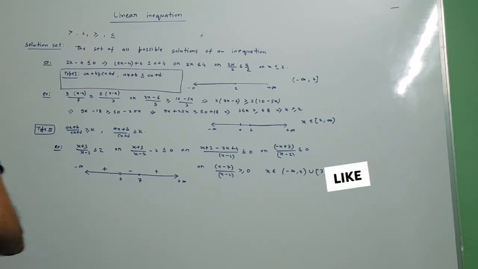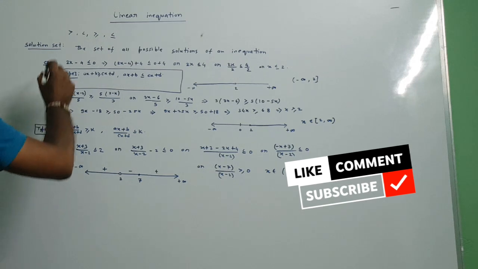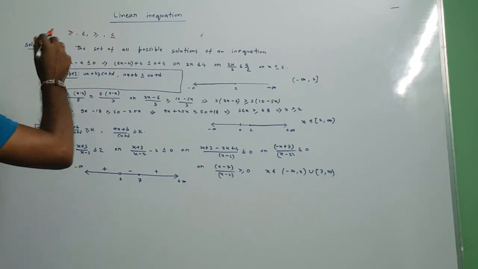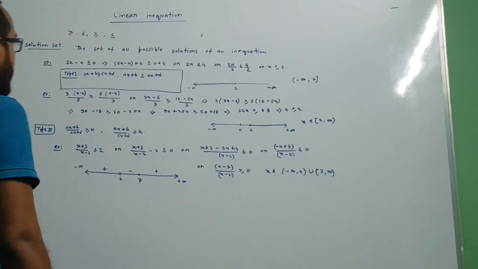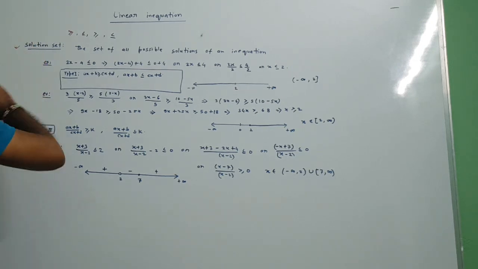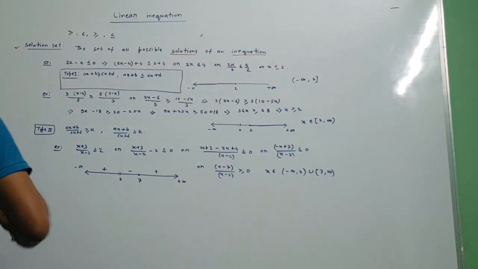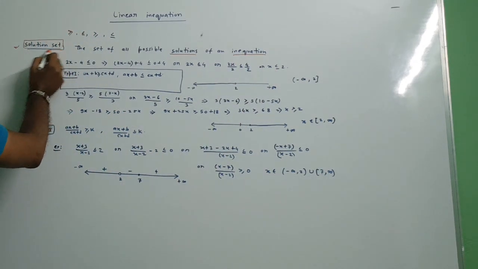So linear inequation: any equation containing a greater than sign, less than sign, greater than or equal to, or less than or equal to, is called a linear inequation. Now what is a solution set? The set of all possible solutions of an inequation is known as the solution set.